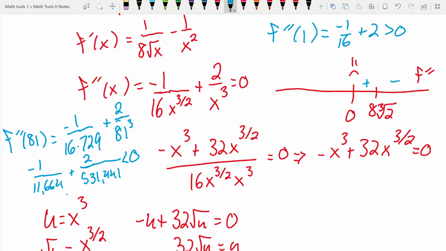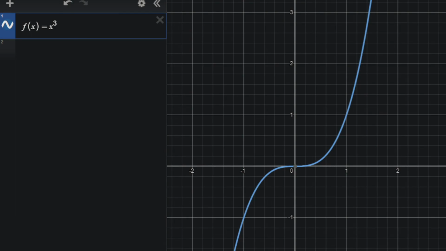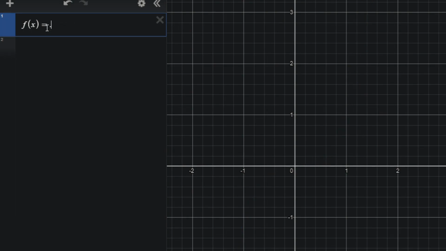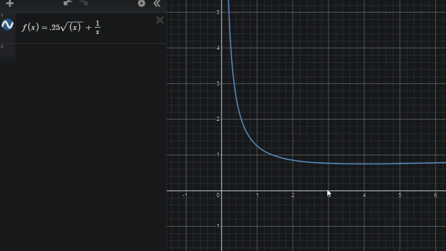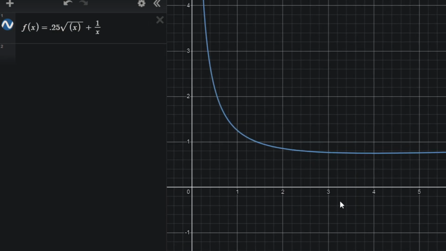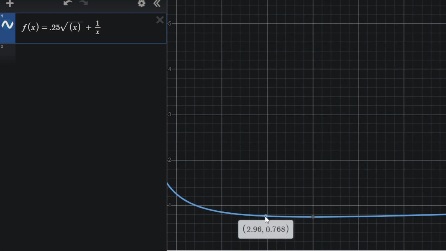So actually not what I expected, which is that this is an inflection point, and it does go from concave up to concave down. So it's very hard to see it on the graph. I'll just go ahead and pull that back up. So we get the square root of x plus, what was it, 1 over x. Okay. So yeah, it's very hard to see.